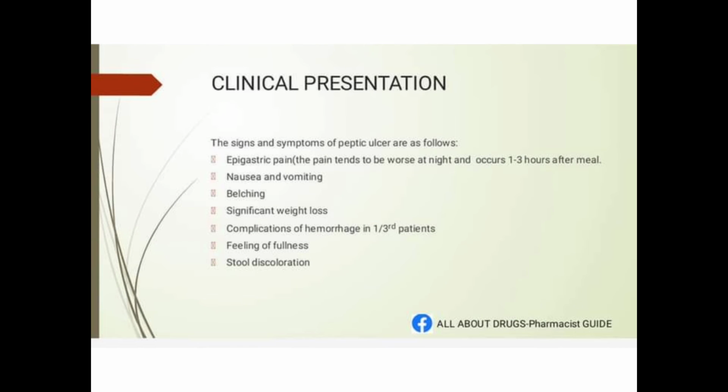Then there are the clinical presentations. The signs and symptoms of peptic ulcer are as follows. Epigastric pain. The pain tends to be worse at night and occurs 1 to 3 hours after meals. Nausea and vomiting, belching, significant weight loss, complications of hemorrhage in 1/3 of patients, feeling of fullness and stool discoloration, also known as melena.